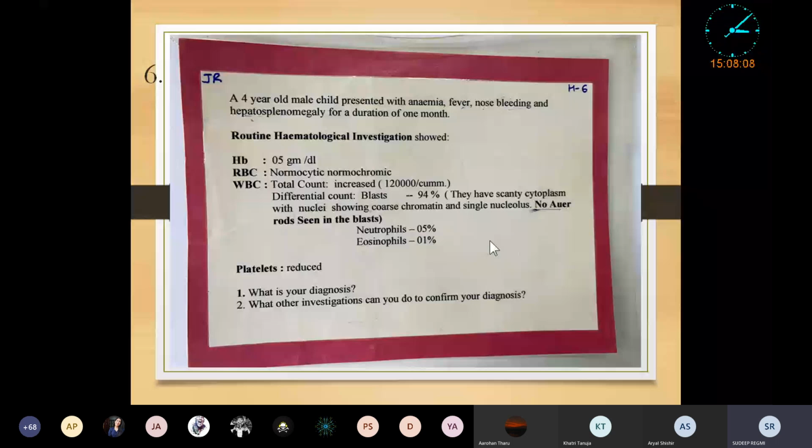So what other investigations? Because here not only a single investigation, but what other investigations can you do has been asked. So you have to just write the name. Bone marrow examination can be done, flow cytometry can be done. Is that okay?